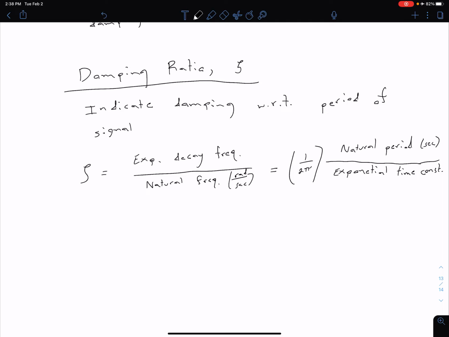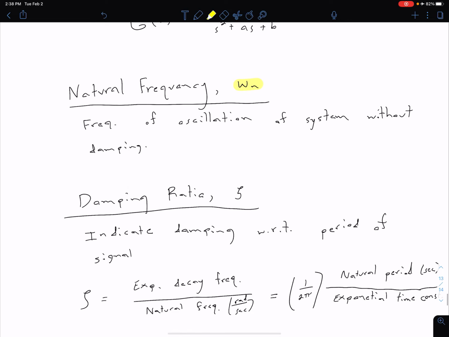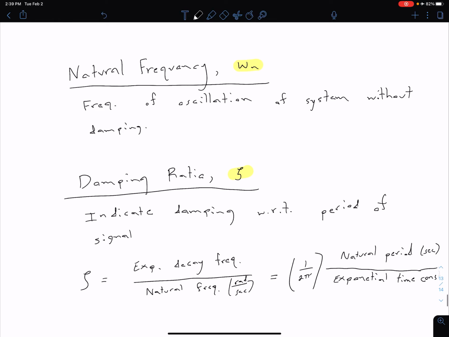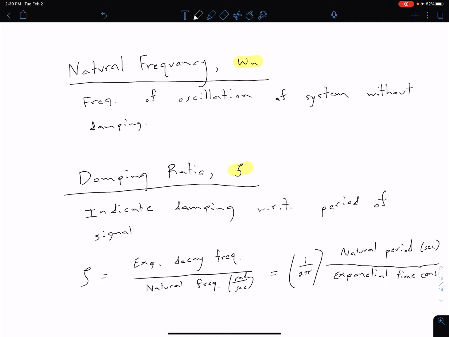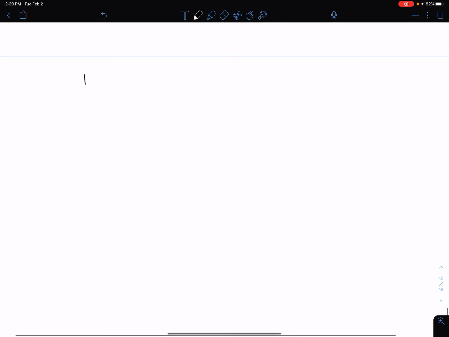What we want to do now is relate these two new parameters, our omega n and our zeta, to our b and our a that we had in our previous representation. In order to do that, we're going to consider a couple of cases. Let's start by considering this natural frequency. It's the frequency of oscillation of the system without damping. So of course what we should consider is our undamped response.